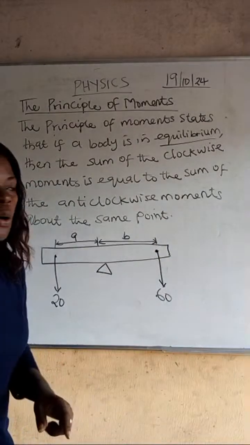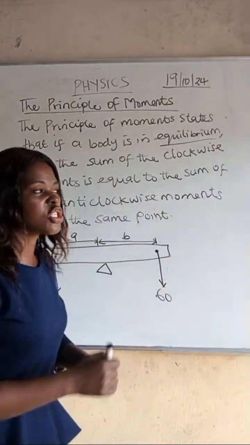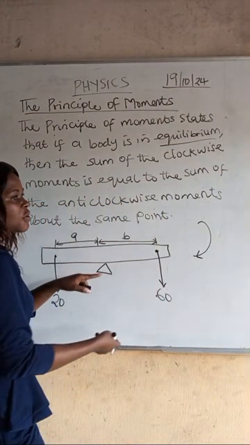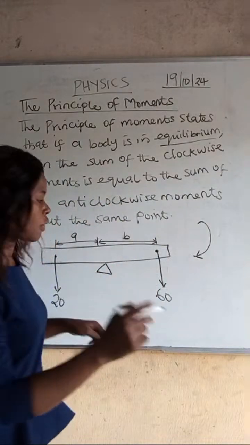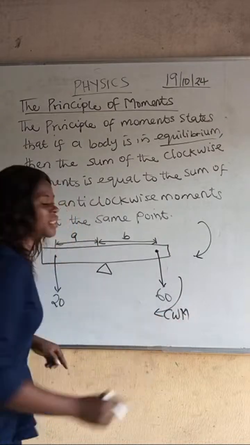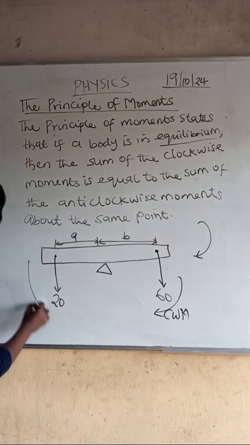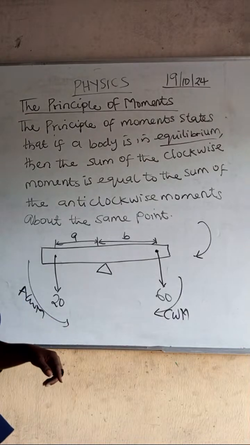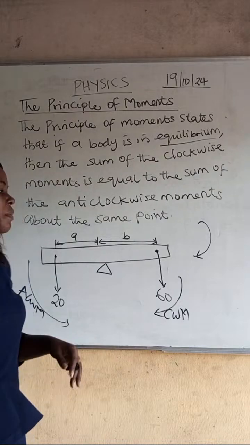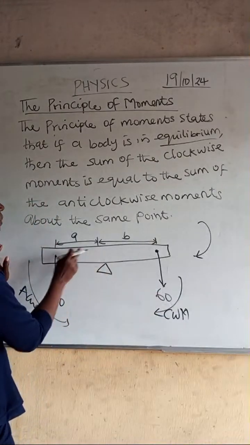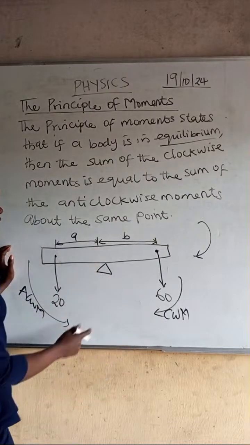Now what is clockwise? With your stopwatch, it's going this way, right? That is clockwise because it is moving in the direction of a clock. So this is the clockwise moment, right? While this one is the anti-clockwise moment. So from the principle of moment, the moment from here to here is equal to the moment from here to here. And what is the moment from here to here?